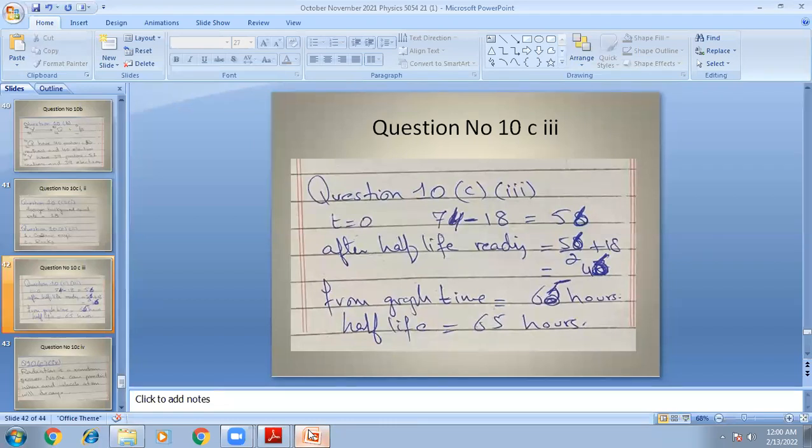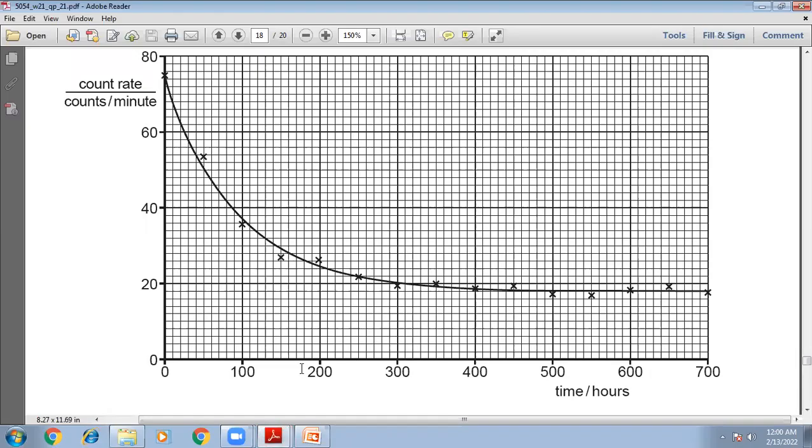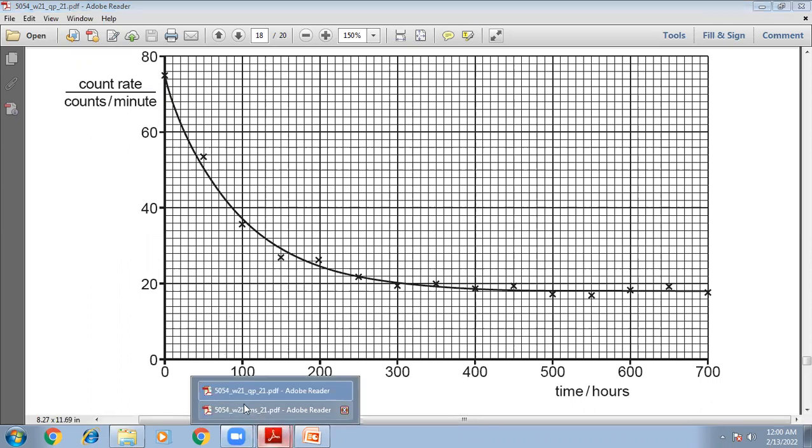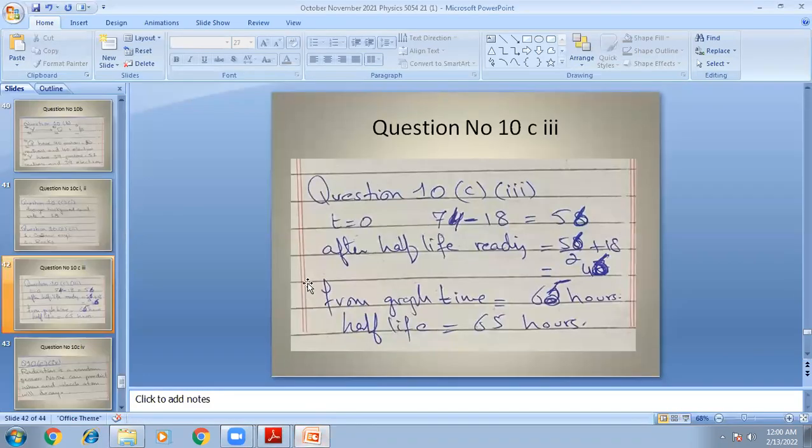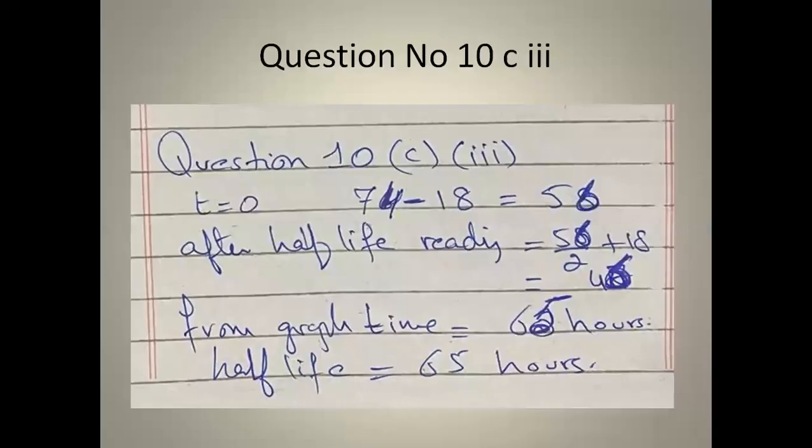Okay, so from the graph, I can say it is 65 hours. 46 will be here, and that is approximately 65. So our answer will be the half-life is 65 hours.